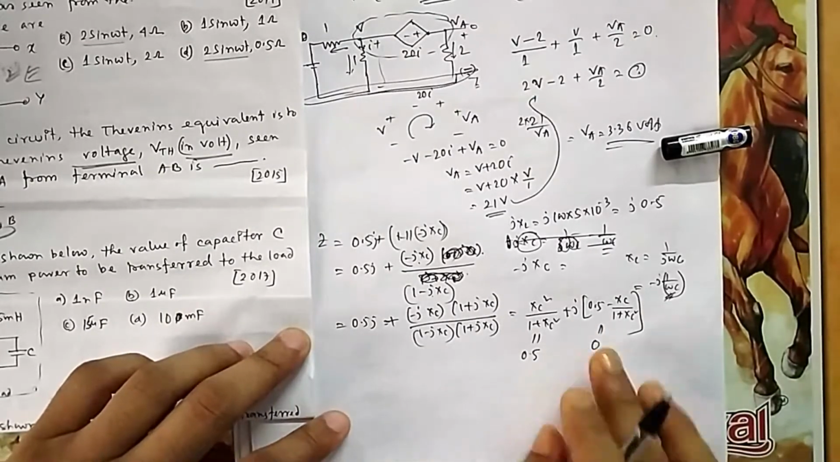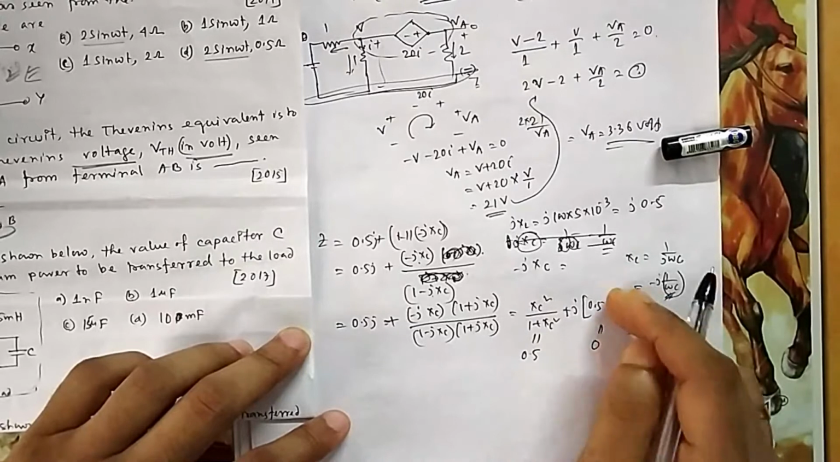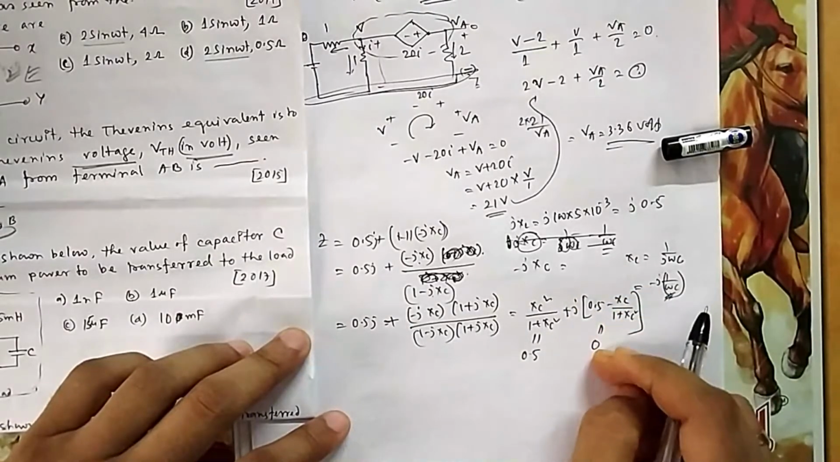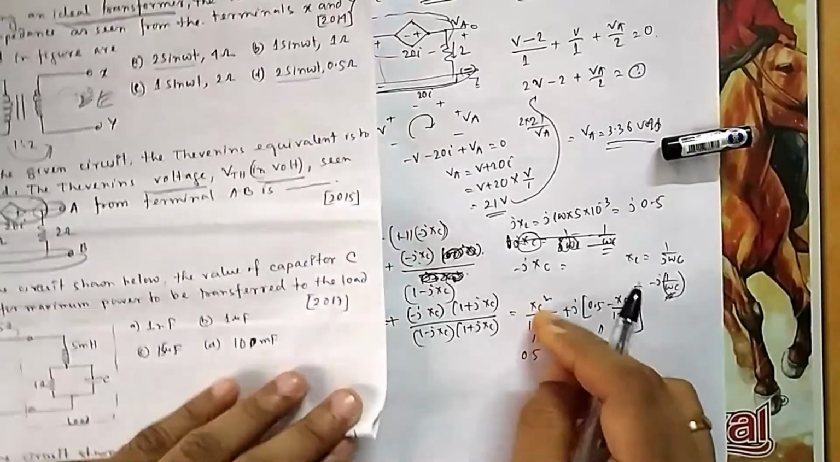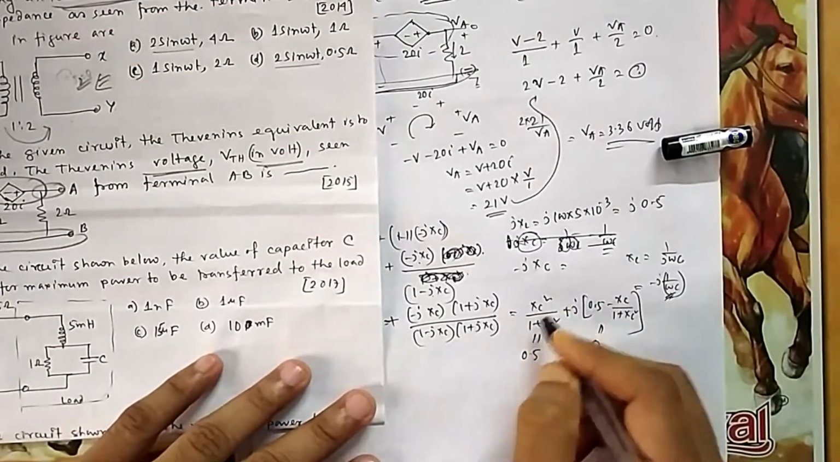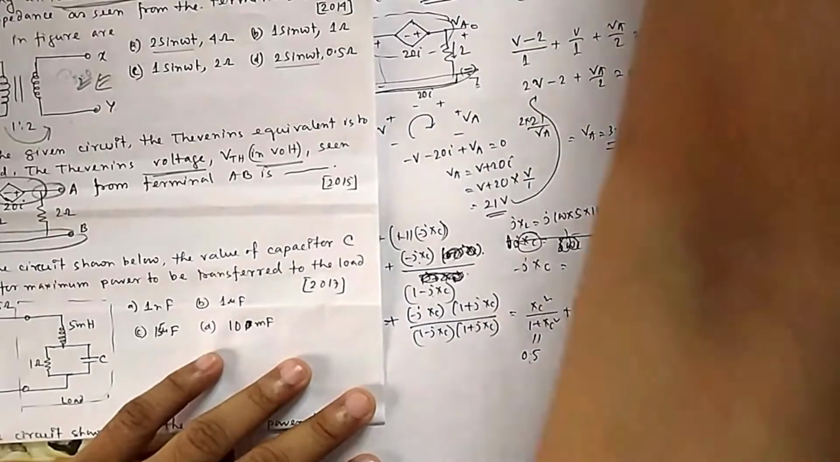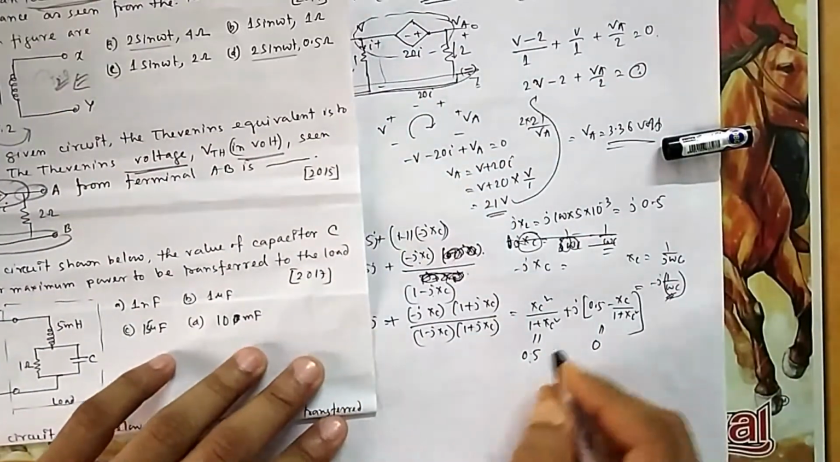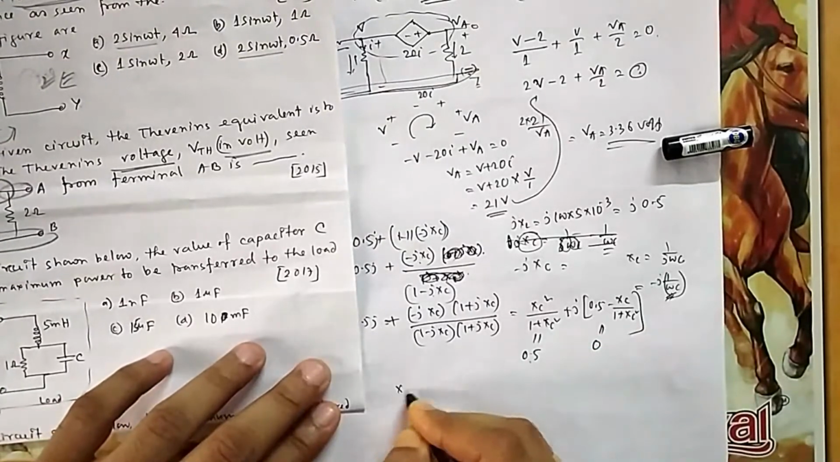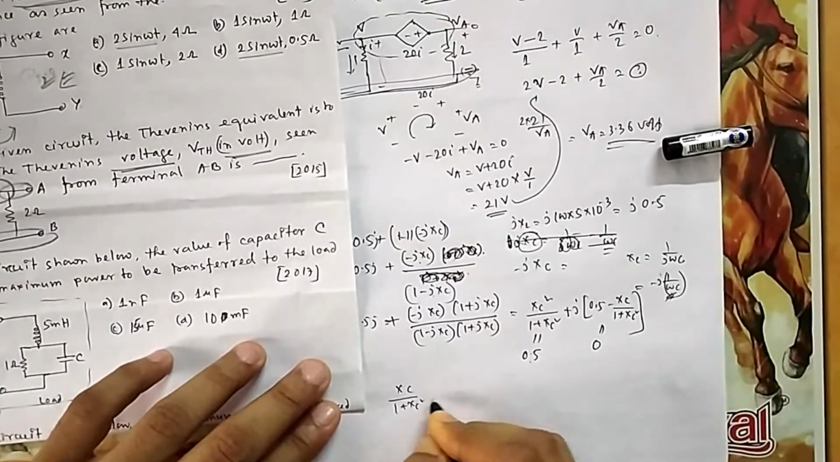So both ways the answer should be the same, because it should be resistive, so there should be no imaginary part; it should be 0. And the value of the resistance also, because it should be resistive in nature, should be equal to 0.5. So if you do either one, you will get the answer. Suppose I do this one: xc by 1 plus x square is equal to 0.5.